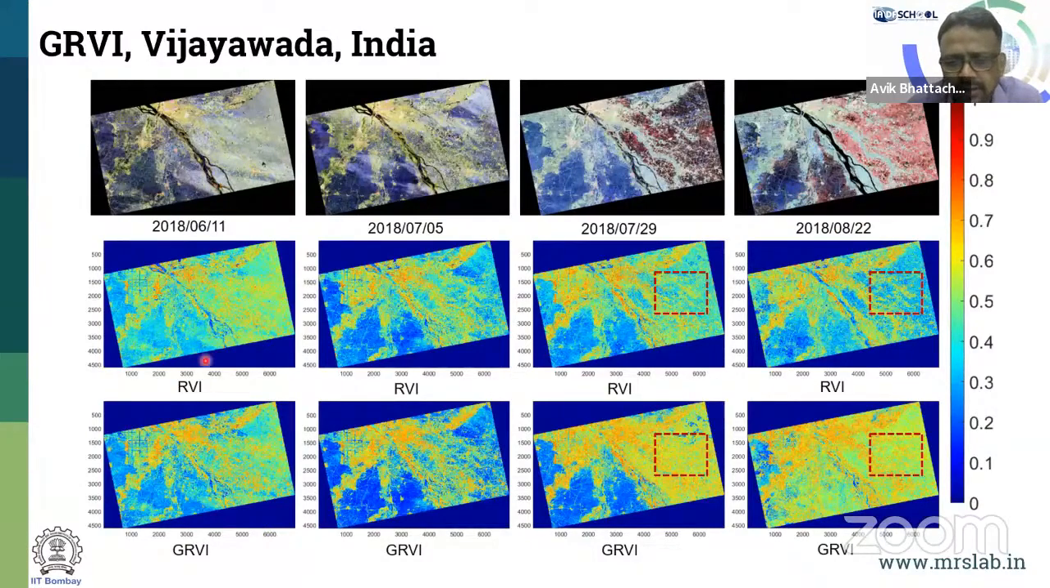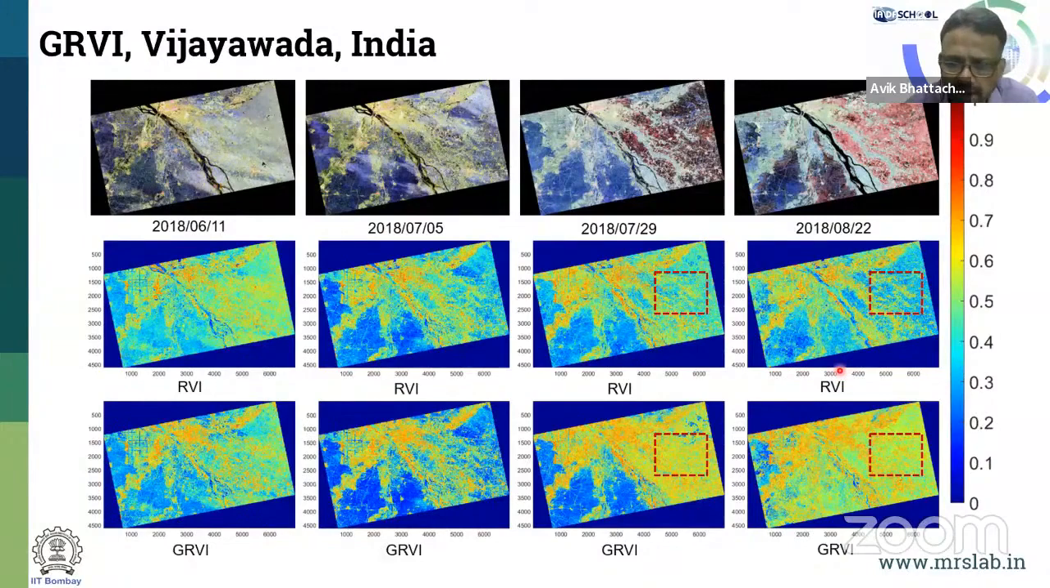But if we see the RVI, the radar vegetation index, which is there in literature, it is unable to characterize over here when you have already the rice grown stage. Whereas utilizing the generalized radar vegetation index, we are able to characterize it over here. So you can see that it is able to discern these stages, where utilizing the RVI is not possible.